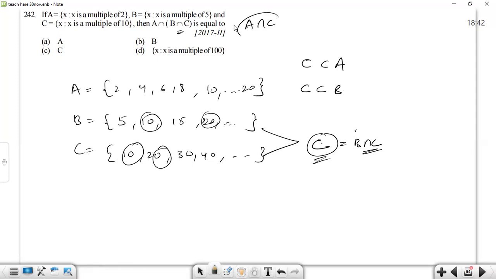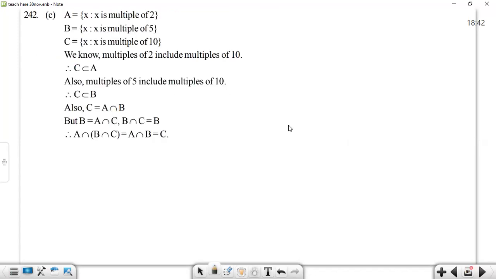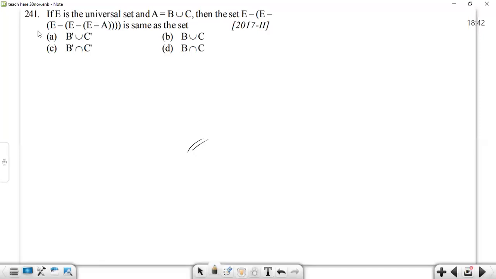Now A intersection C. What is common between C and A? 10, 20, 30. What is common in A and C? 2, 4, 6, 8, 10, 12, 14, 30. Yes, 10, 20. So all the multiples of 10, right? Yes, sir. So its answer is also C. Clear? Any doubt? No doubt, sir. Yes, it is correct.